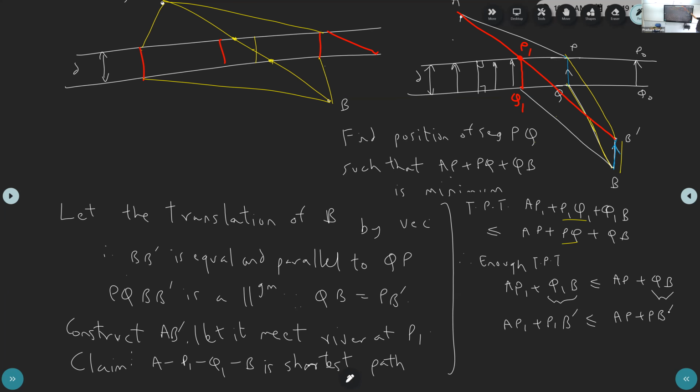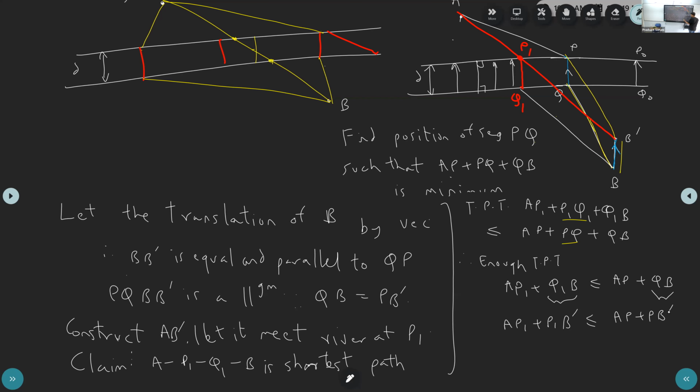Understand, I can do this because actually there are two parallelograms in the diagram. Do you see both parallelograms? So basically BB dash is equal and parallel to P1 Q1. That gives me one parallelogram. And BB dash is also equal and parallel to PQ. So that gives me the second parallelogram. And so they are done, right?